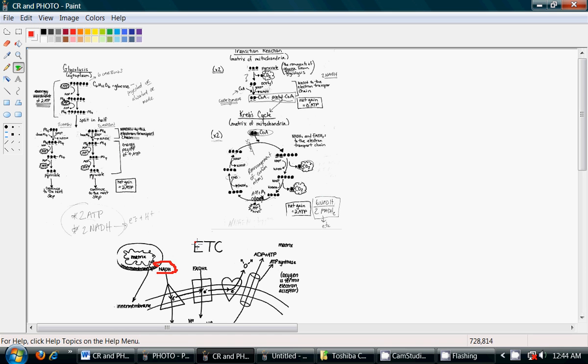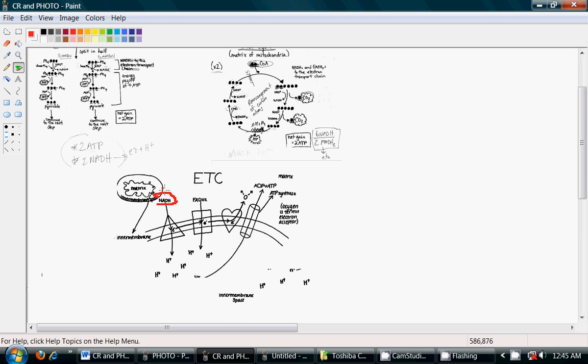Now remember, the whole point of all of these things, originally starting in the cytoplasm, moving to the matrix of the mitochondria, and remember, here's your mitochondria right here. The whole point of all of these was so that we can power the electron transport chain. So we power these electron transport chains by dropping off hydrogens and electrons by these electron carrier molecules.